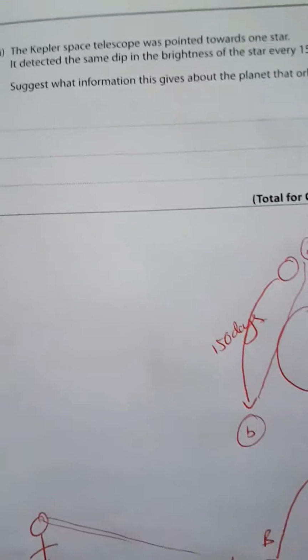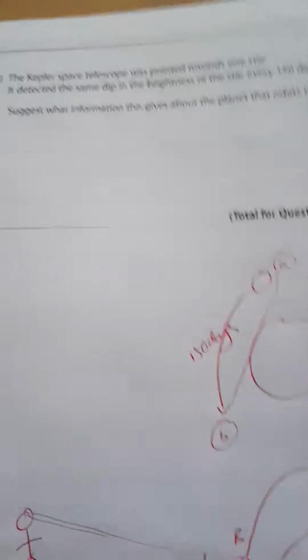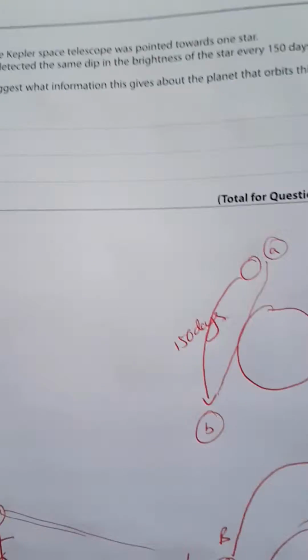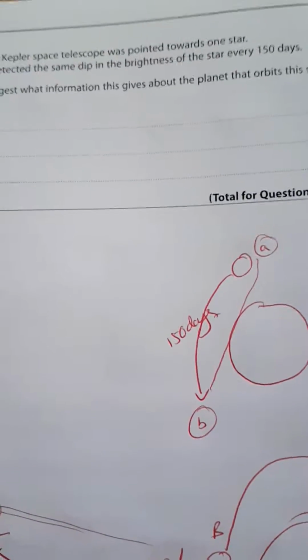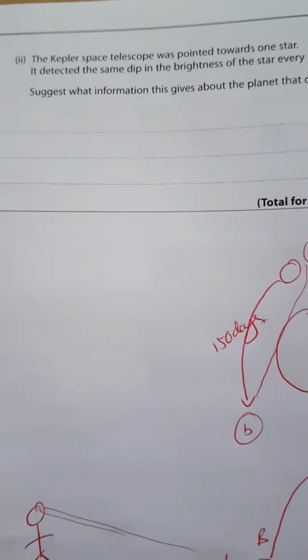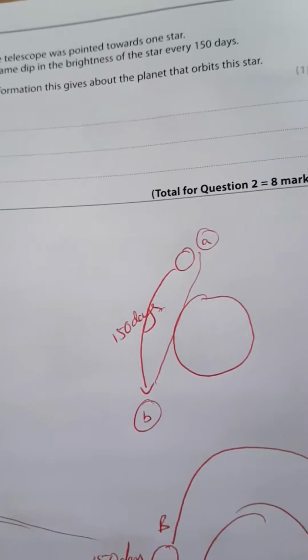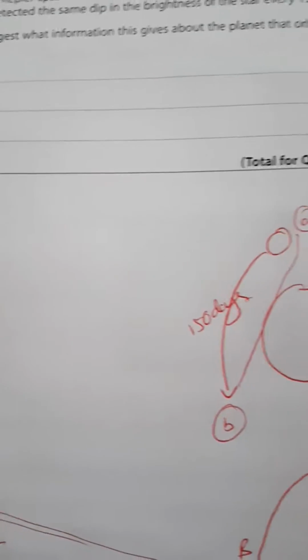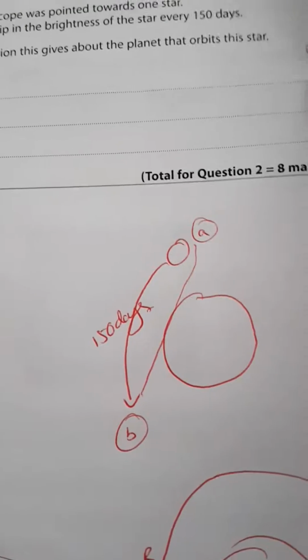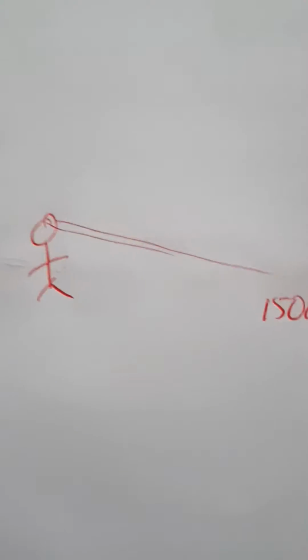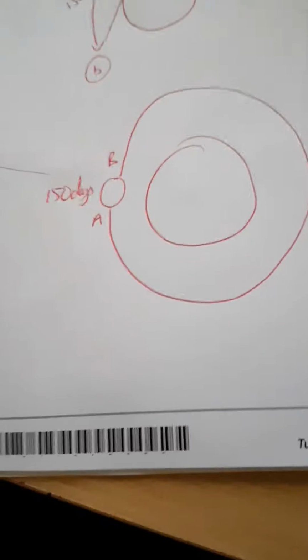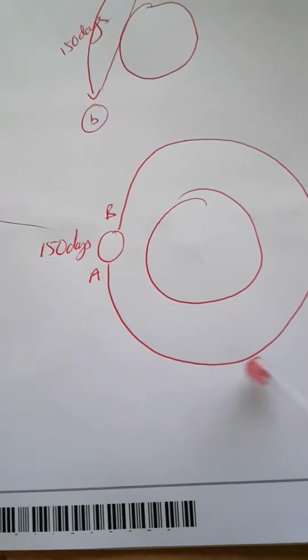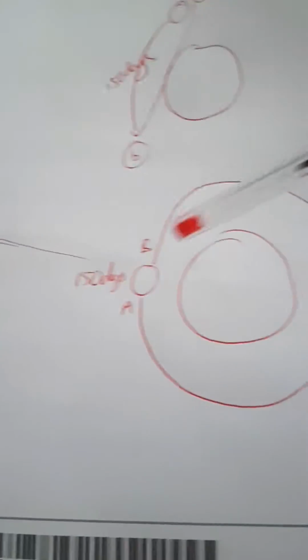Okay, so this is quite an interesting question. This space telescope was pointed towards one star. It detected the same dip in brightness of the star every 150 days. Why is that? The question is actually asking what information this gives you about the planet that orbits this star. If you look at this, I've just drawn a picture. So here we are, obviously not in space, but it's just a drawing. And basically what it tells you is that this planet has an orbit that comes in front of us, so that's when we're looking, every 150 days.